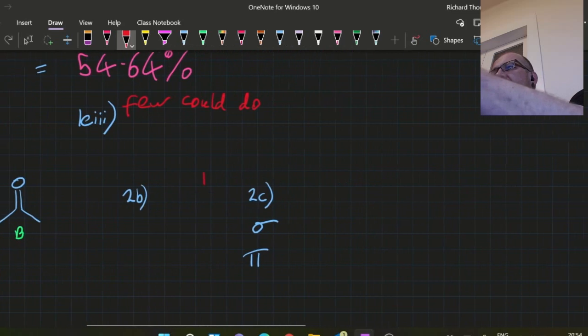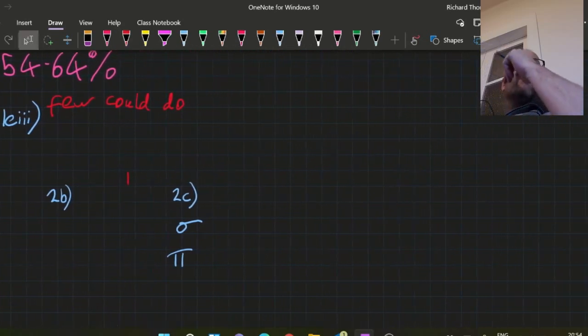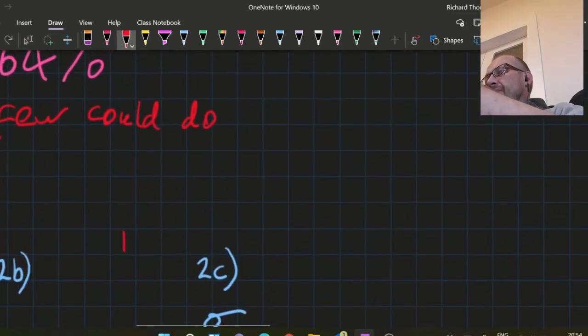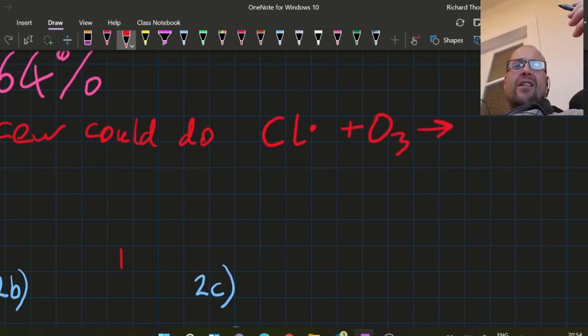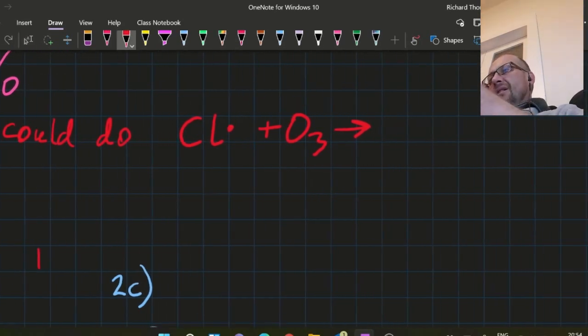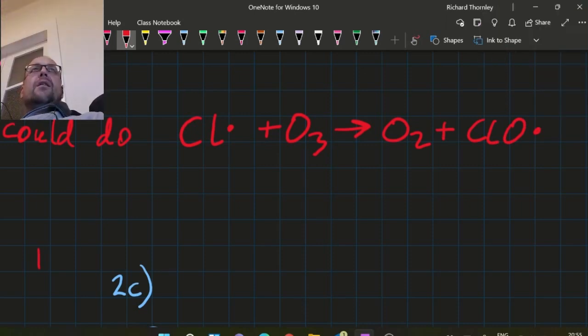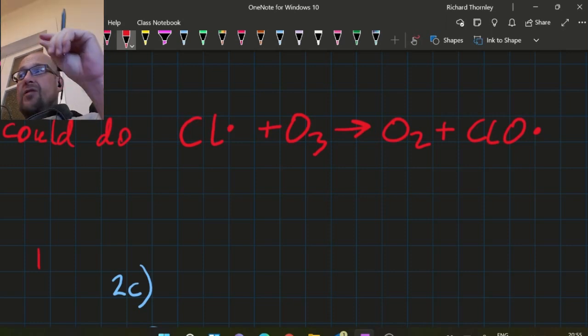All right then, and the next one, few could do, but I think you could work it out from first principles. Chlorine radical reacts with ozone. Well, let's put a chlorine radical in and some ozone. There's not much that could happen. I mean, they could all add together, couldn't they? But probably I'm going to make some oxygen and a ClO dot. Now, the IB puts its dots in different places to where I learnt at university. But if you don't put the dots in the right place, you will lose the point. That dot is a lone electron, an unpaired electron.